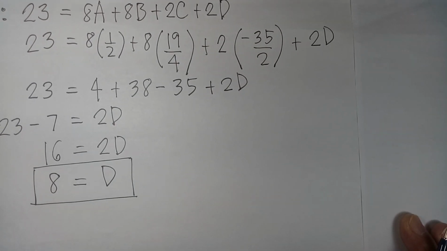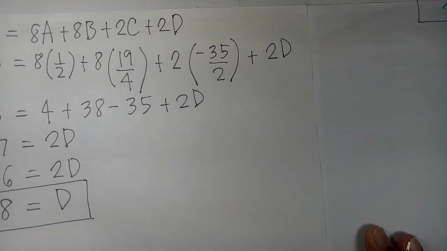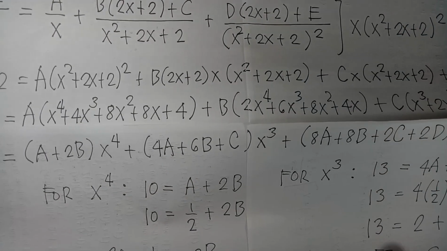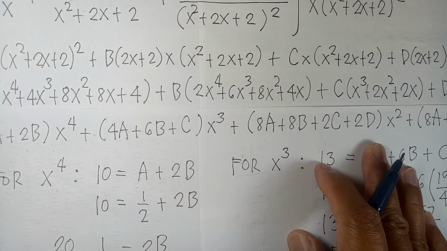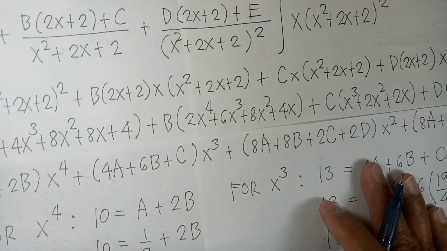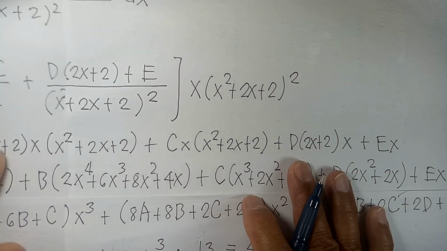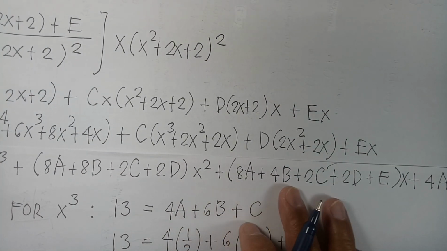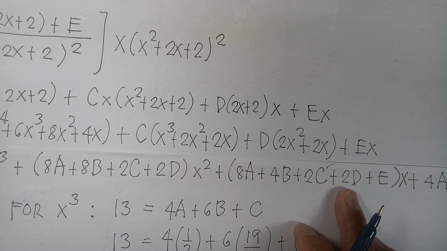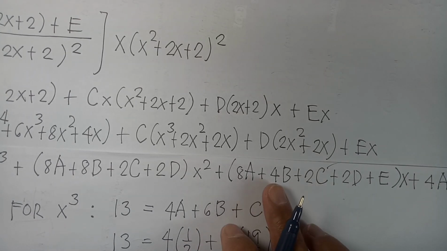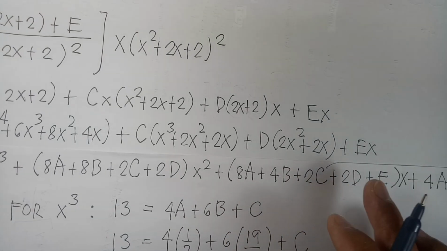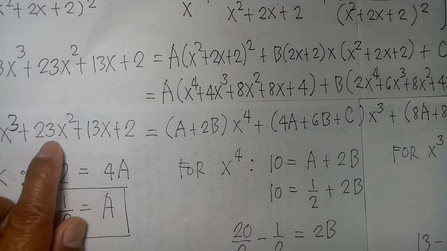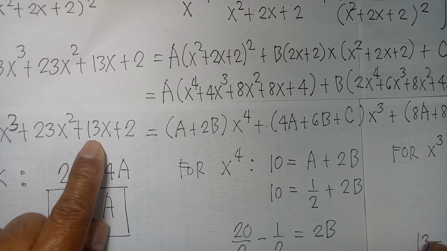So, E na lang ang problema natin. So E. So, para sa E, gagamitin natin yung coefficients ng X. So, yung sa X. Ito. So, 8A plus 4B plus 2C plus 2D plus E. So, yan yung nasa right side. Sa left side naman natin ay equal siya sa 13. Okay?